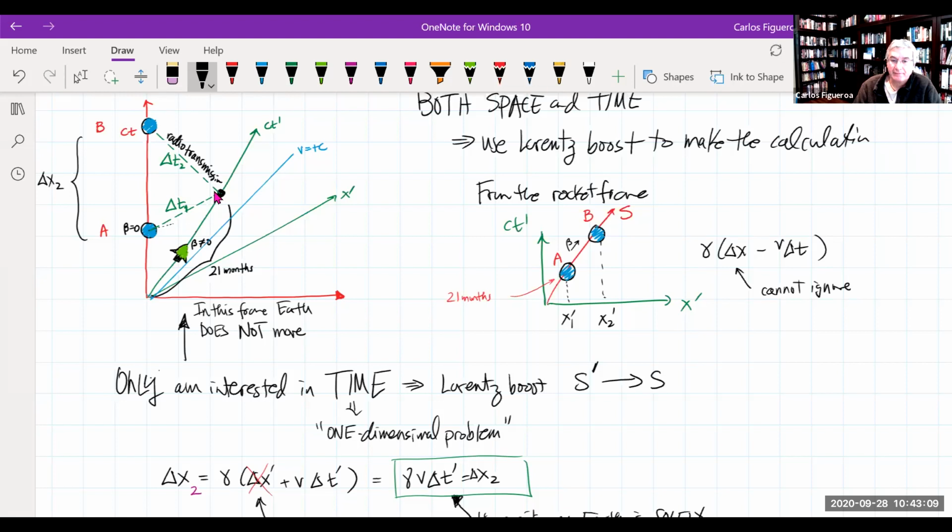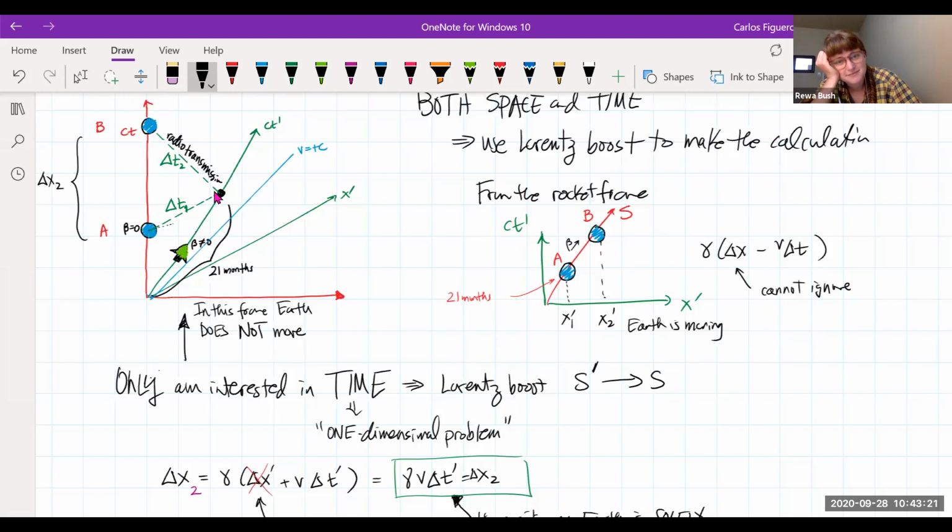In this frame, Earth is moving. Both of them are equivalent. In essence, which poison do you want? I thought we picked the poison on the left. We did, but maybe I changed my mind here, because in this frame, it looks like the Earth isn't moving. So if the Earth isn't moving, how do you calculate a change in distance?